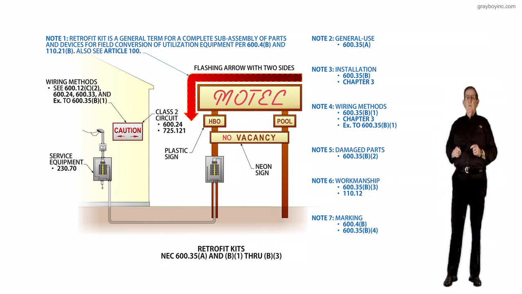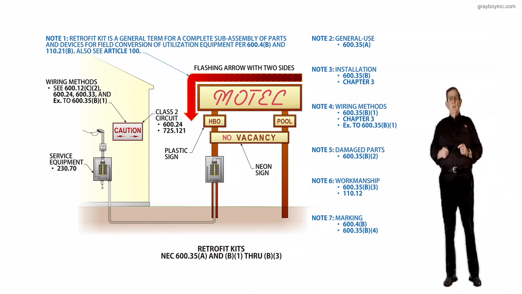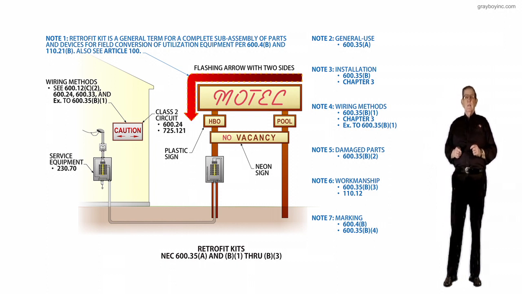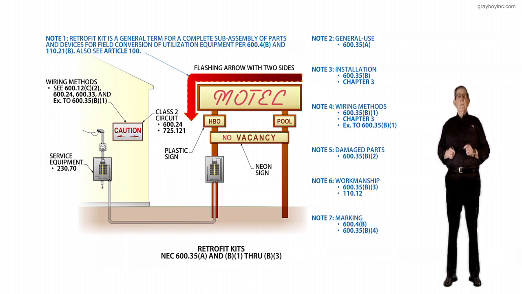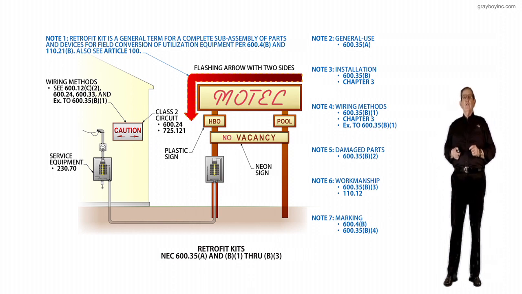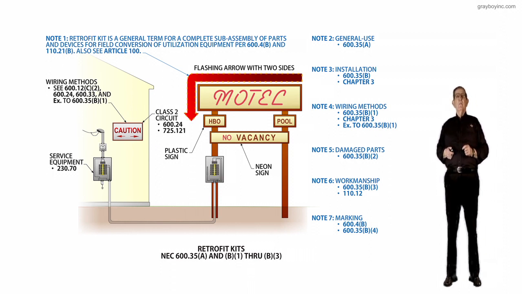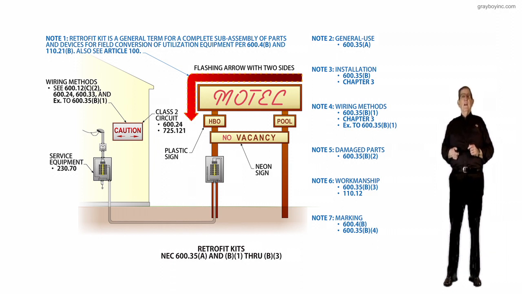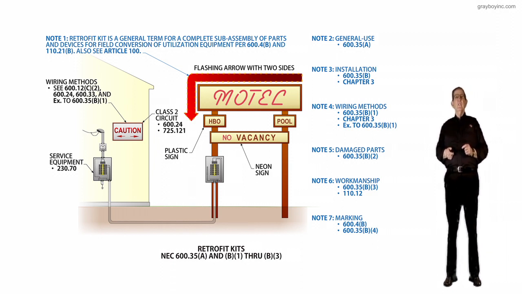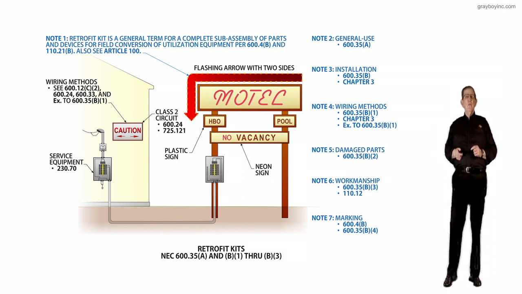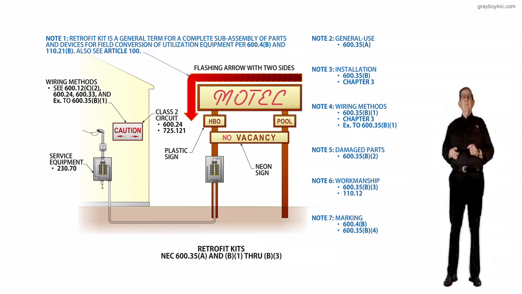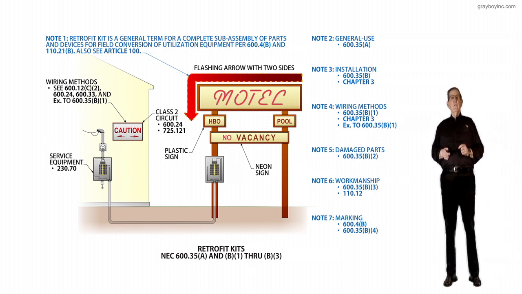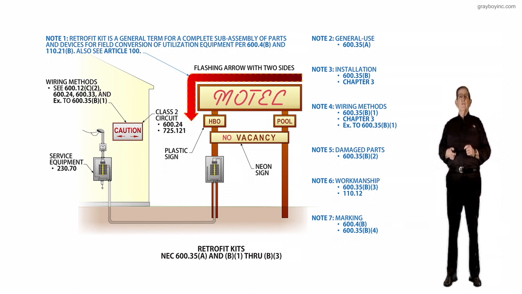Now, you can define a retrofit kit in Article 100 to know exactly what it is and how it can be used based upon its definition. Now, notice reviewing your wiring methods where the caution sign is. The wiring methods that we could use are outlined in 600.12(C), (C)(2), 600.24, 600.33, and the exception to 600.35 that deals with the caution sign.